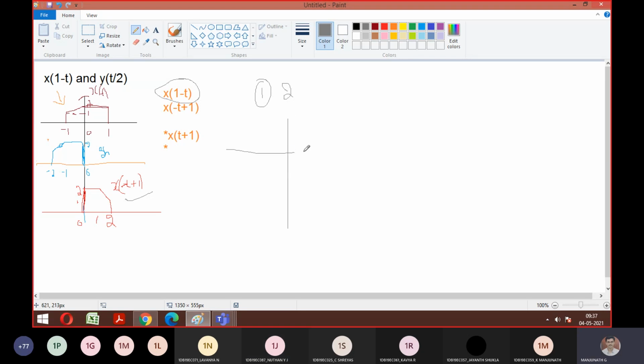So if you want, let me plot x of 1 minus t. So let's plot x of minus t, is what I'm telling. So x of minus t, you know what you should do. Whatever x of t is given, what should I do? A mirror image. If we do the mirror image, the signal will start from minus 1 like this, constant, then dip. Is it how it looks? You can see this and this. Is it a mirror image, guys?